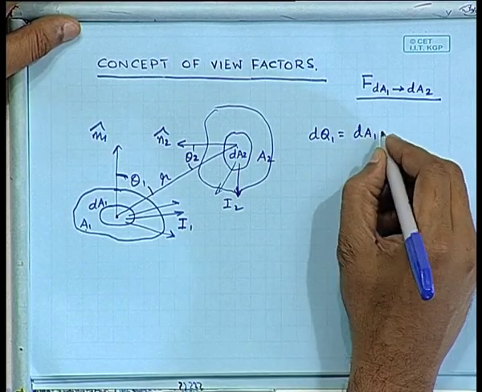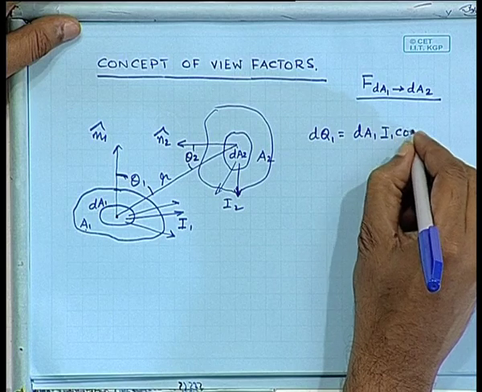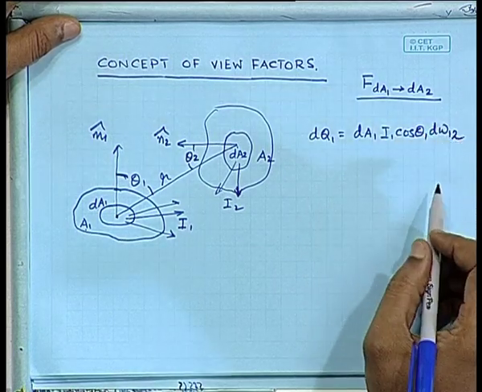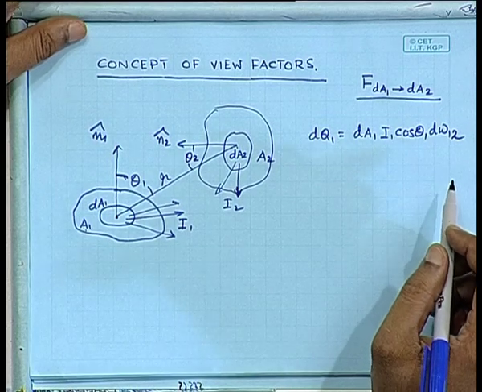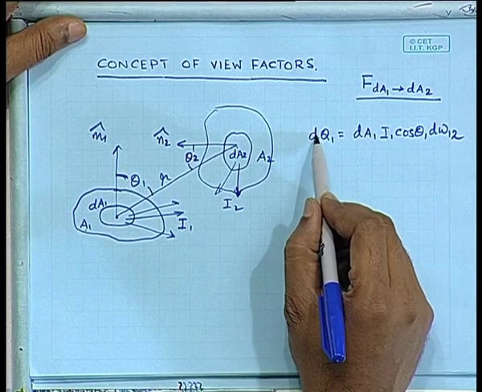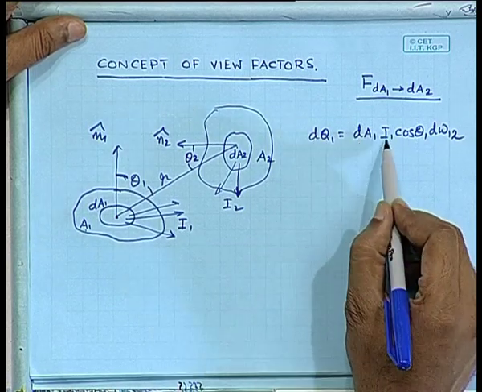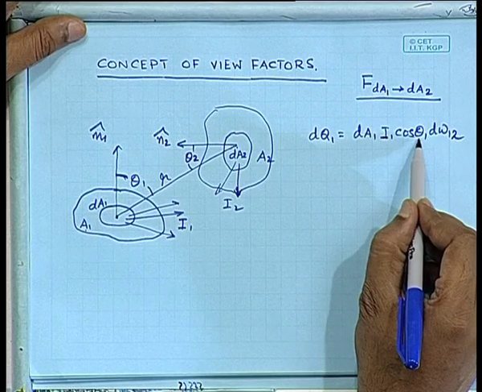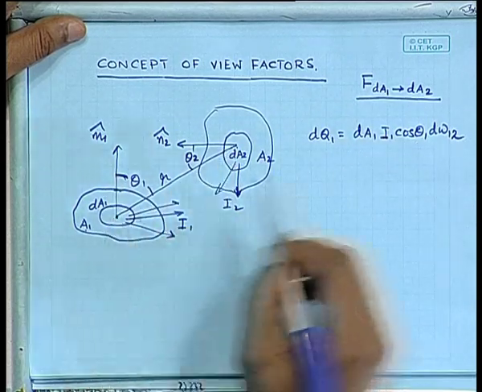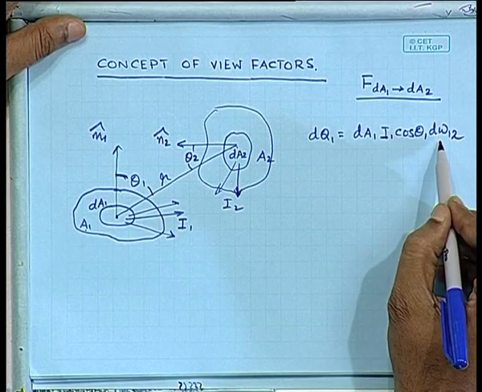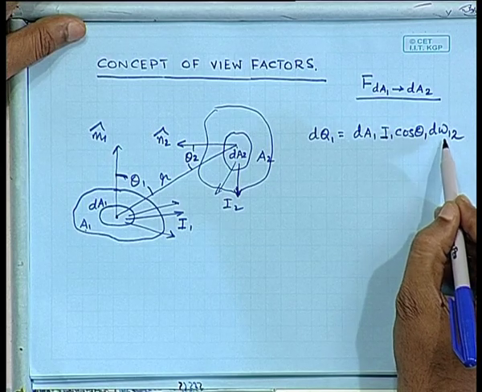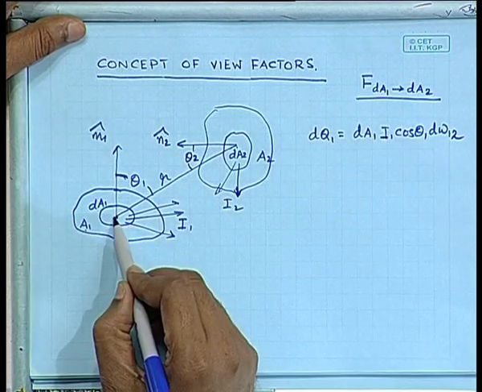Now, the amount of energy coming out of dA1 which is going to strike dA2 directly, from the definition of intensity, would simply be equal to I1 cos theta 1 d omega 1 2. The definition of solid angle and intensity tells us the flux, which is dq1 by dA1, is simply going to be the intensity, whatever be the angle between the normal area vector and the line joining these two, multiplied by d omega 1 2. D omega 1 2 is the solid angle subtended by dA2 on dA1.